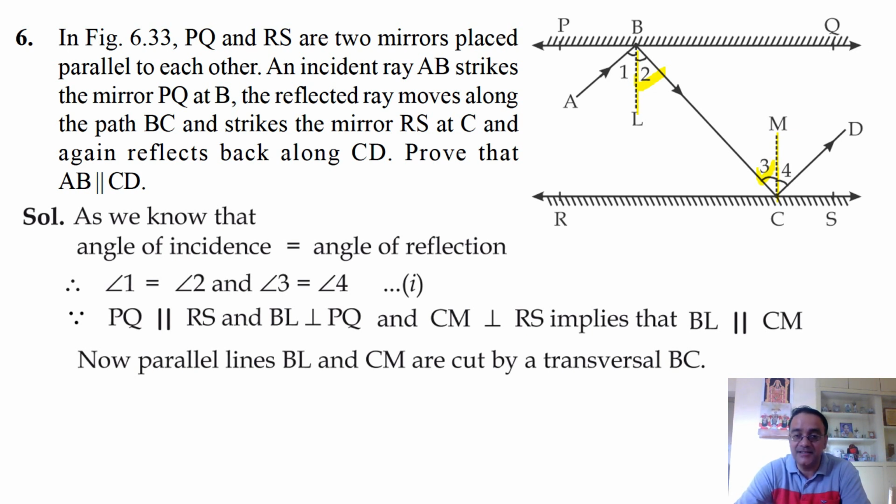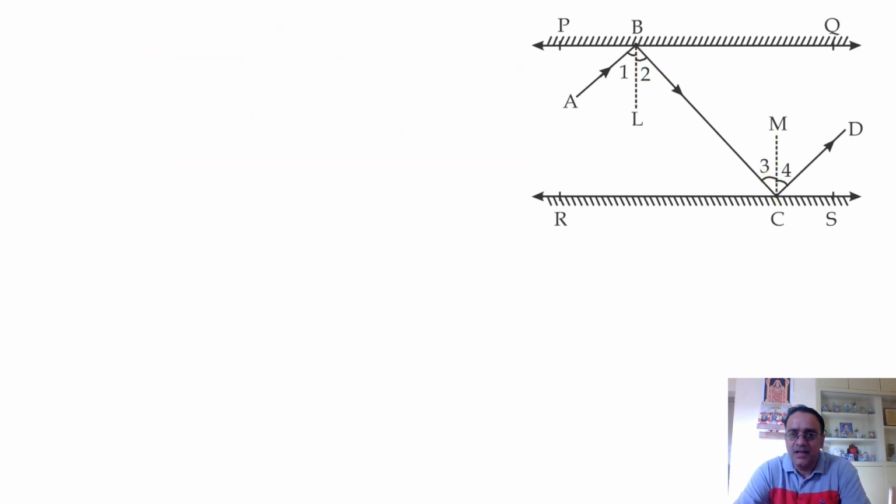Parallel lines BL and CM are cut by a transversal BC. So angle 2 is equal to angle 3, alternate interior angles. Let it be equation number 2. Okay. Angle 2 and angle 3 are equal. So angle ABC we can write as angle 1 plus angle 2, and these two are equal to each other. Angle 1 and angle 2 are both equal.